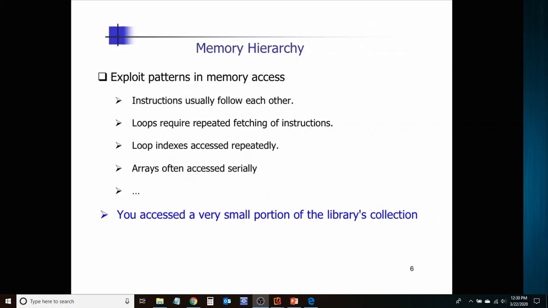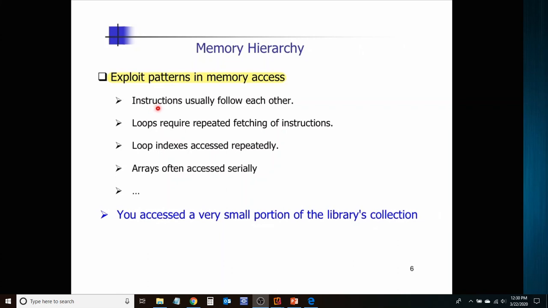So how are we able to create that illusion? The illusion is created because we are going to exploit patterns in the memory access. The way computer programmers access the memory, there are definitely patterns in that. Now, in terms of our library example, clearly you accessed a very small portion of the library's collection. On a particular shelf, there was a section in which you had computer architecture books. So we are going to see how it works when we compare instructions and data.